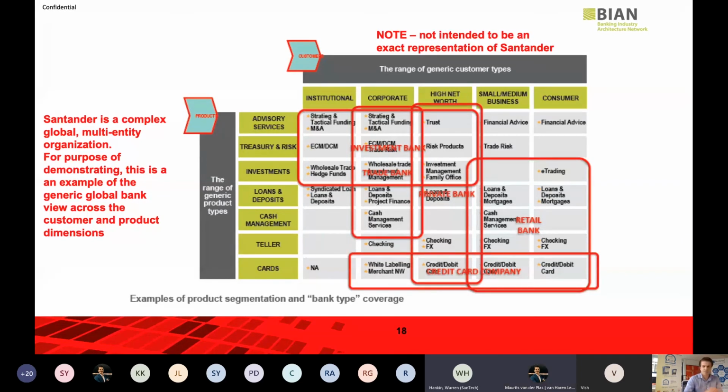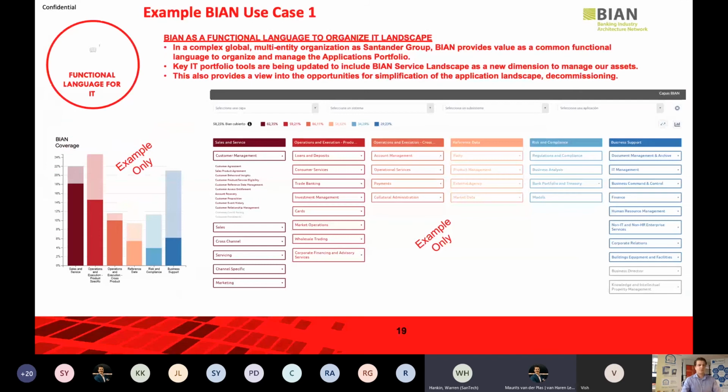You want to go to the next slide, please? Okay, so I'm going to go through three use cases that are useful to share with different organisations. The first one is using BIAN as a functional language to organize the IT landscape. Imagine you have architecture functions across multiple countries, with different languages, different practices, different software, and so on. When what we refer to as group tries to look at the whole picture, it's very challenging.